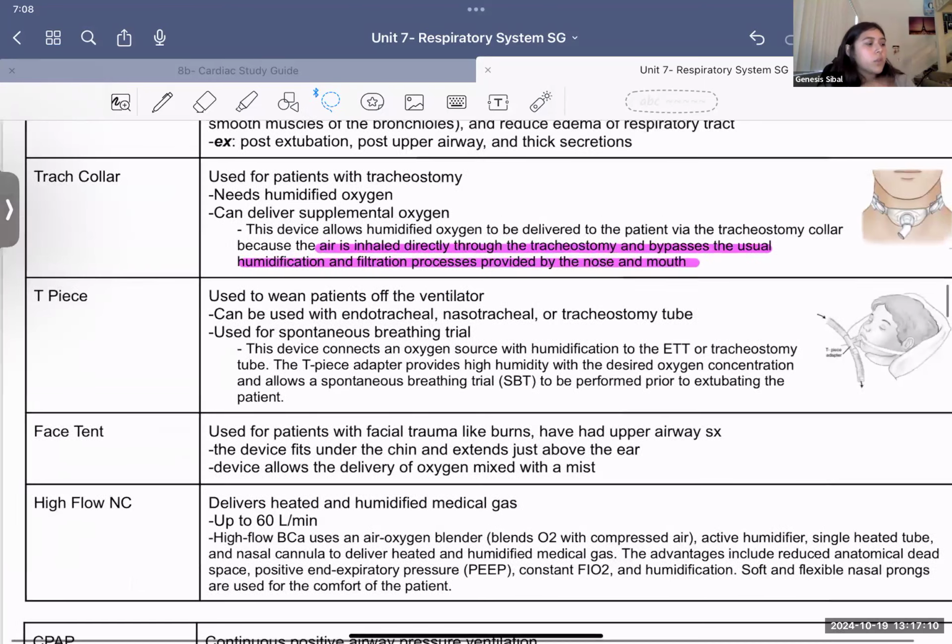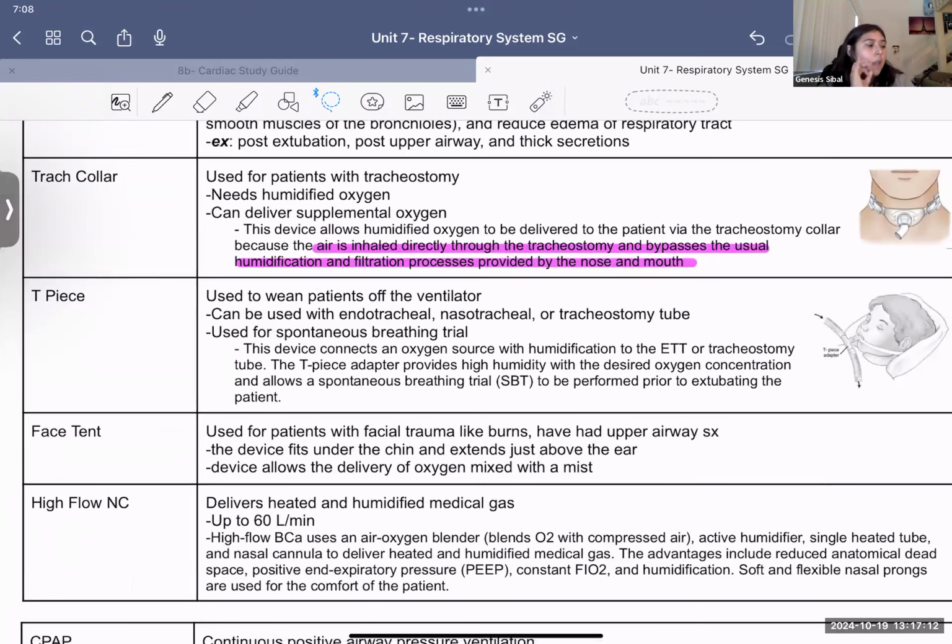For trachs, with a T-piece, it's mostly used to wean the patient off. The reason is that it's usually a flow meter, I think, that they attach to the ET tube or the tracheostomy. So again, that's when a patient has to be fully ventilated, like they're not able to breathe on their own. They have an endotracheal tube in their trachea, and same thing with the tracheostomy, it's going down to the trachea, but it's bypassing this section.